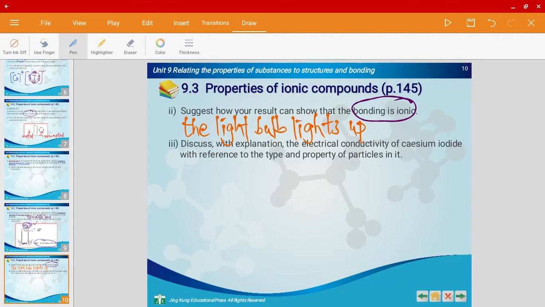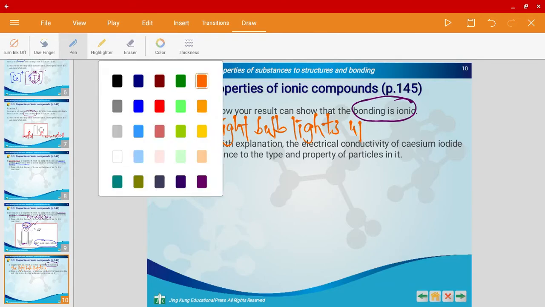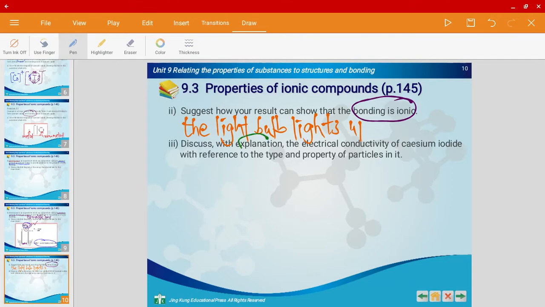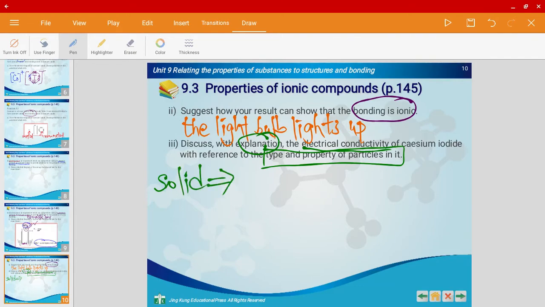Okay, question 3. Discuss with explanation the electrical conductivity of cesium chloride with reference to the type and property of particles in it. So it's asking about cesium iodide in general. It's not asking you specifically whether it's solid state or molten or aqueous state. So in this case, you will need to mention both. So in solid state, can cesium iodide conduct electricity? No. Why?